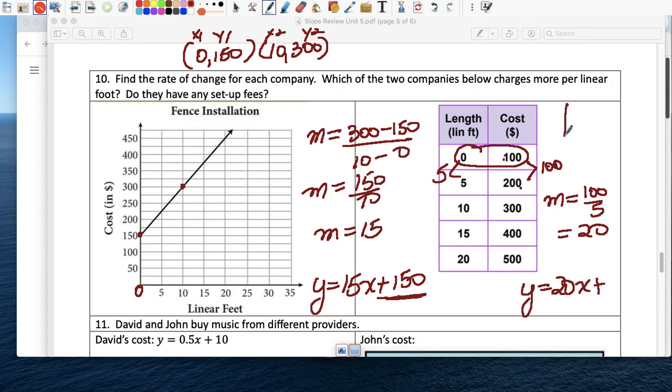Well, the initial fee, you can see it right here. If you were to graph that, this is feet of fence, and this is dollars. It says that at 0 linear feet of fence, they're already charging you 100 bucks. So do they have a setup fee? Yes, they do. And that's this part right here. So let's compare both companies. Which company charges more per linear foot? It's this company. This company charges 20 bucks per linear foot. Do they have any setup fees? Yes. This company charges 150 in setup fees. This company charges you $100 in setup fees.